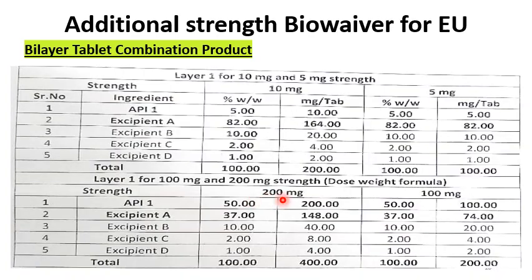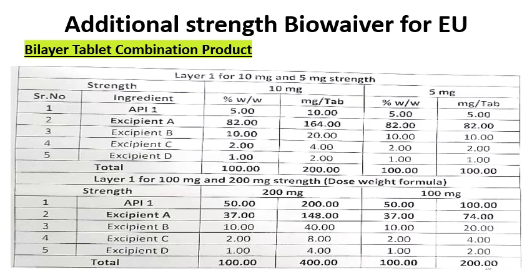Then layer 2 is for 200 mg and 100 mg. So both the layers are proportional. Here 200 mg, here 100 mg weight. So these can be made in combination, and the biowaiver criteria is passing for this type of combination bilayer tablet, as both the layers are dose weight formula. But always the applicant should consider a formulation on a case by case basis.